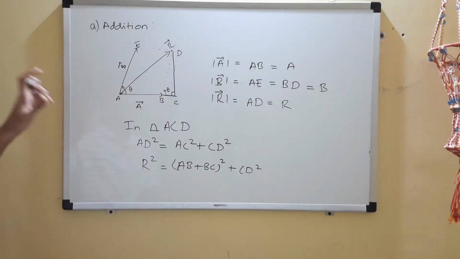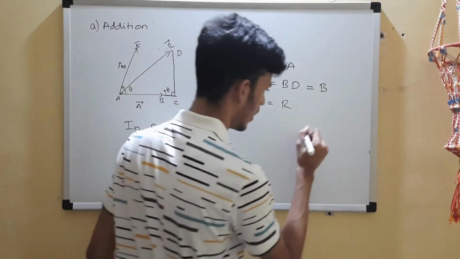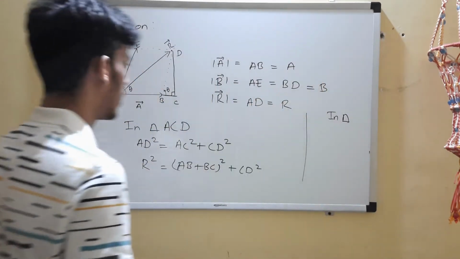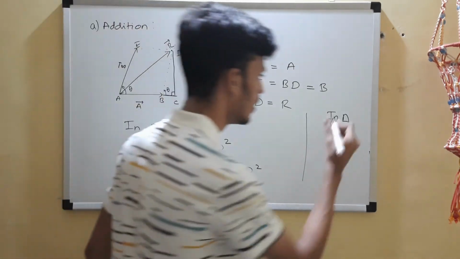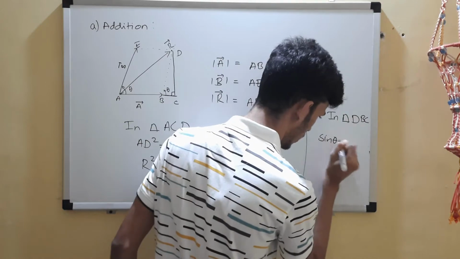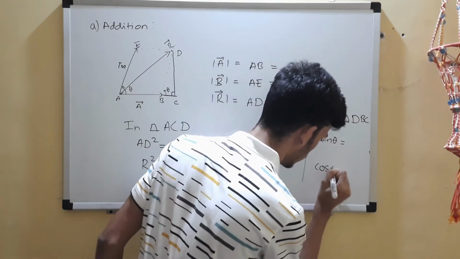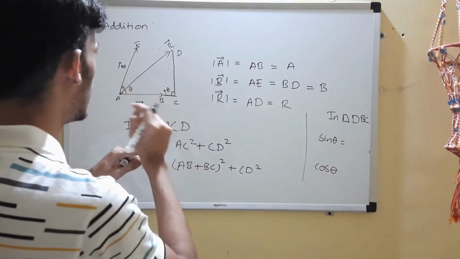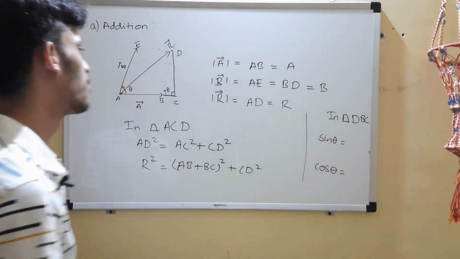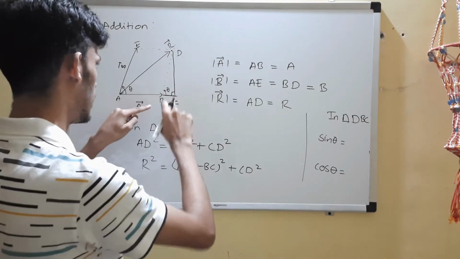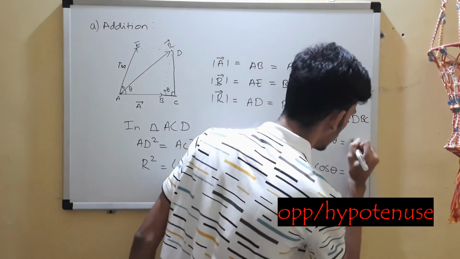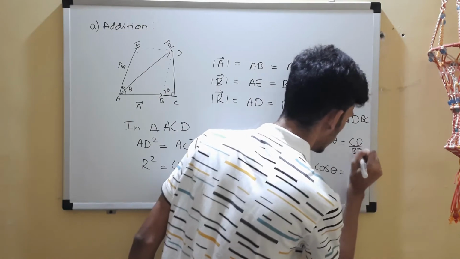Now I want to draw your attention to another right angle triangle. Okay, focus on that. In triangle DBC, tell me what is sine theta and tell me what is cos theta. You have to find from this theta DBC. It's a right angle triangle. Find sine theta and cos theta. So sine theta will be opposite upon hypotenuse. So CD upon BD, right? CD upon BD.